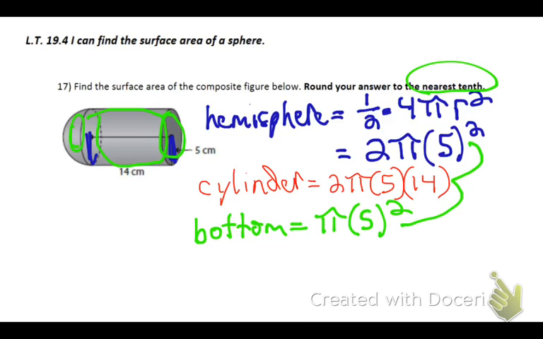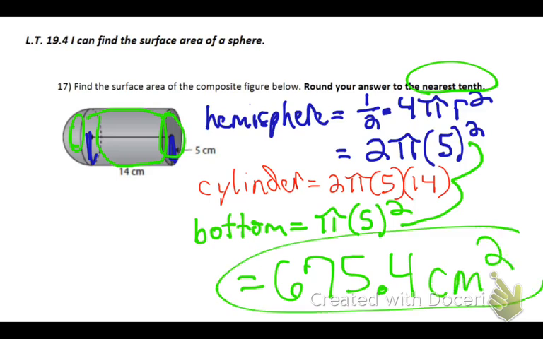All right, so I'm going to plug all that in. So 2 times pi times 5 squared plus 2 times pi times 5 times 14 plus pi times 5 squared. All right, so I got 675.4, and that's square centimeters.